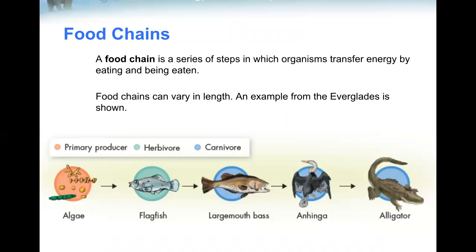A food chain is a series of steps in which organisms transfer energy by eating and being eaten. Food chains can vary in length. An example from the Everglades is shown. We have algae, primary producers; flagfish, first level consumers; largemouth bass, secondary consumers; anhinga, third level consumer; and an alligator, fourth level consumer.